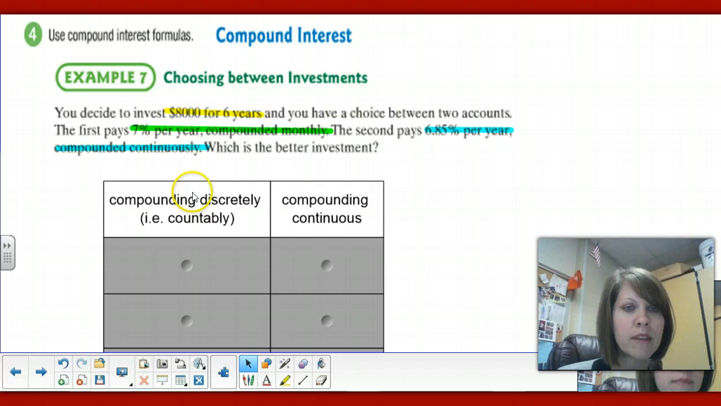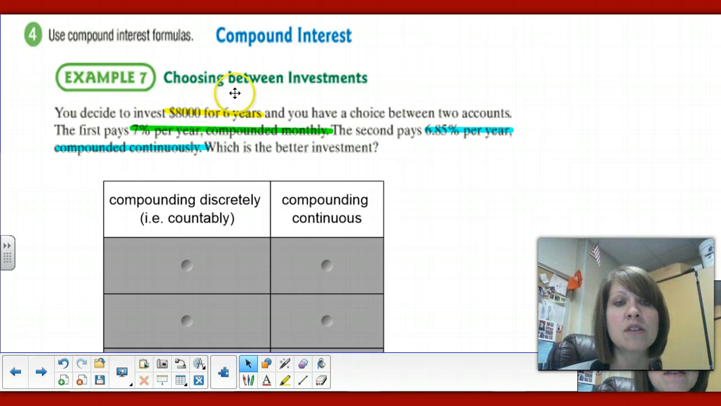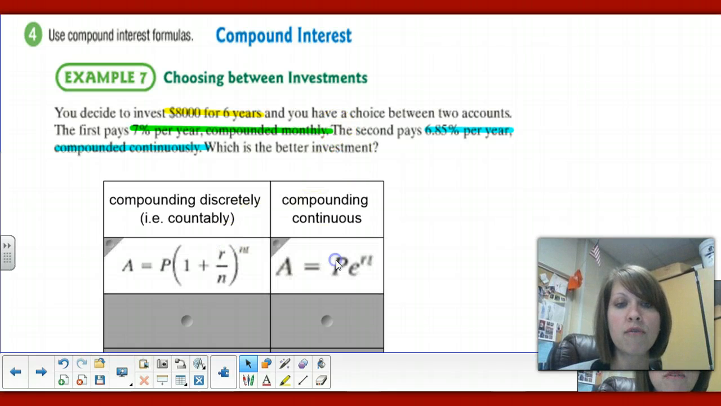Okay, so in this case, the thing that is consistent is that we're investing $8,000 for 6 years. But we have two different options. We can either compound monthly at 7% or continuously at 6.85%. So this has the higher interest rate, but this is compounding all the time. We're supposed to see which one is the better investment. Let's start with the formulas, and I apologize that these are fuzzy. You can go to your textbook to get a better picture, or just write them down.